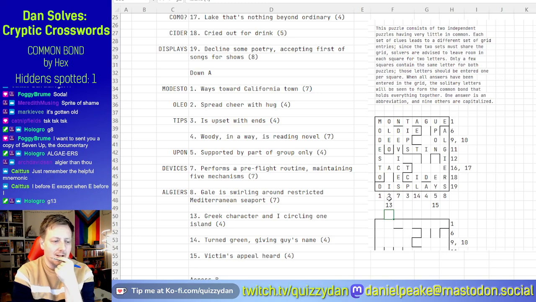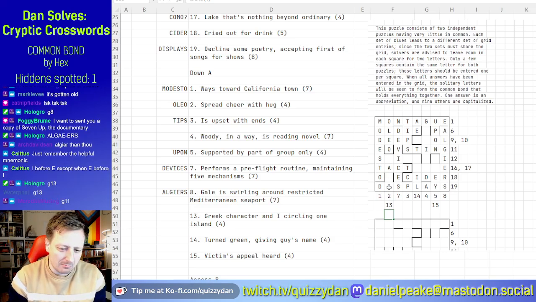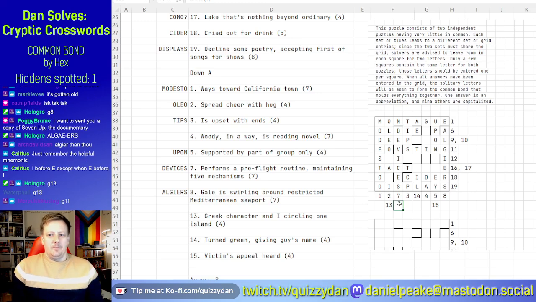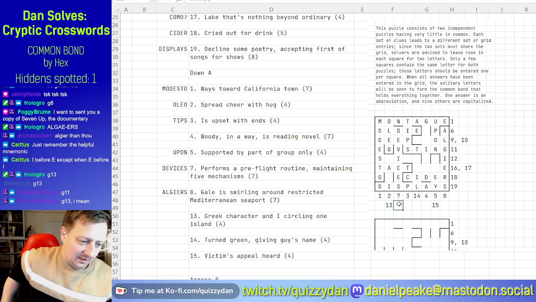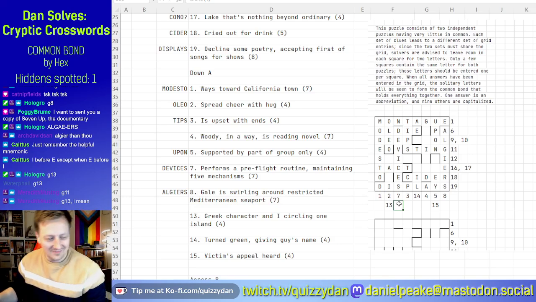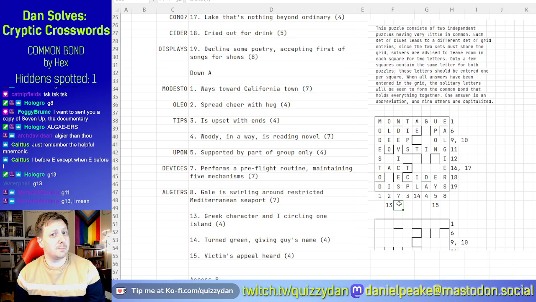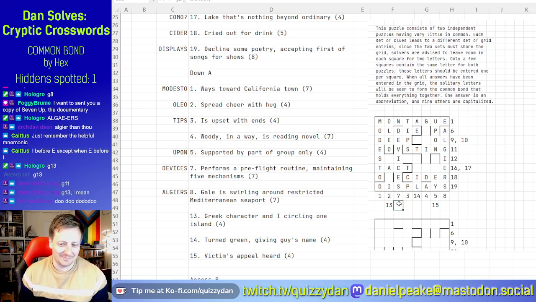Greek character and I circling. So is it going backwards? But then why would it be going backwards? Thanks, Katus. That's the mnemonic I needed. Monica needed a mnemonic. No. Moving on.